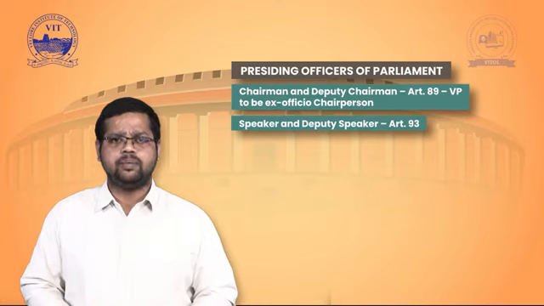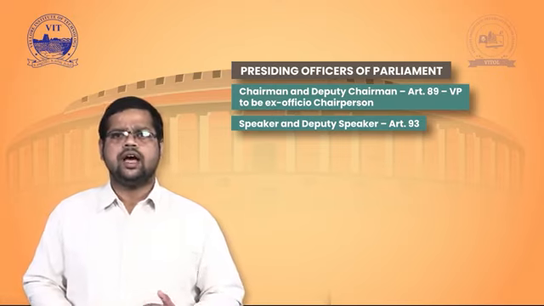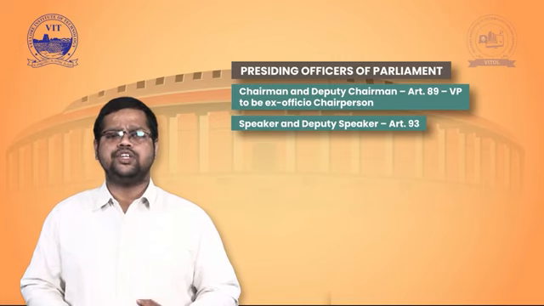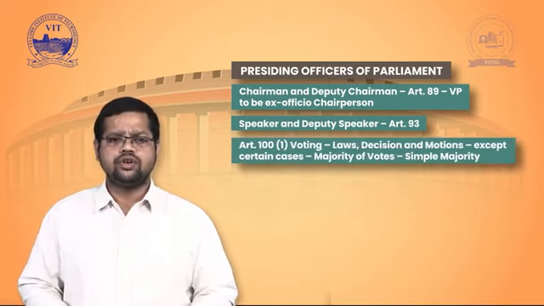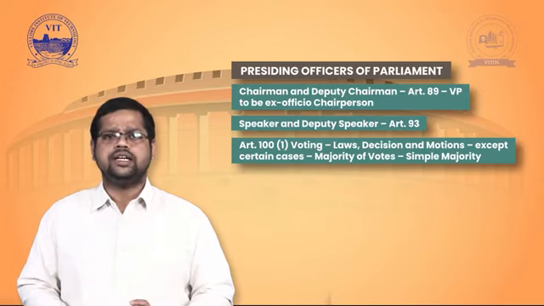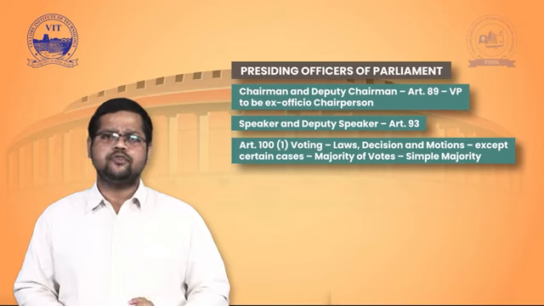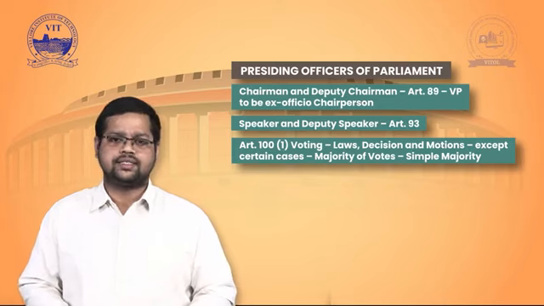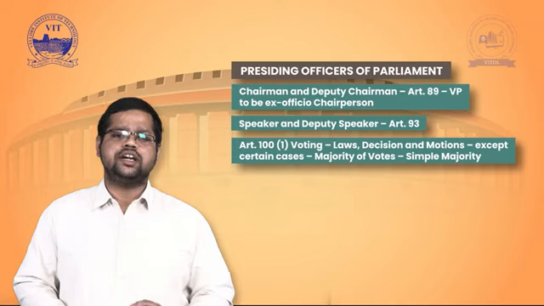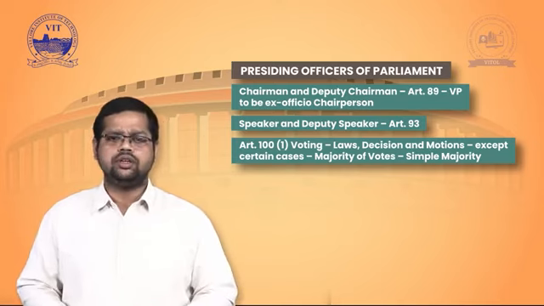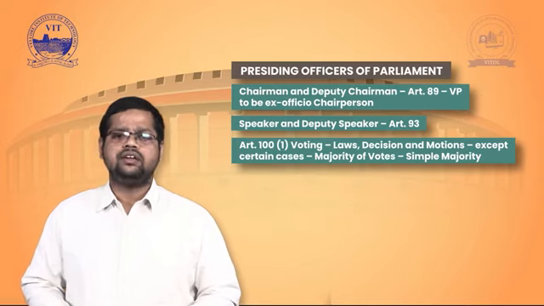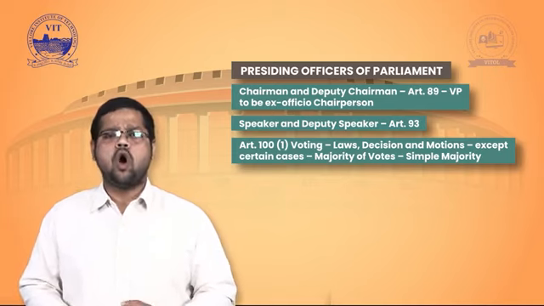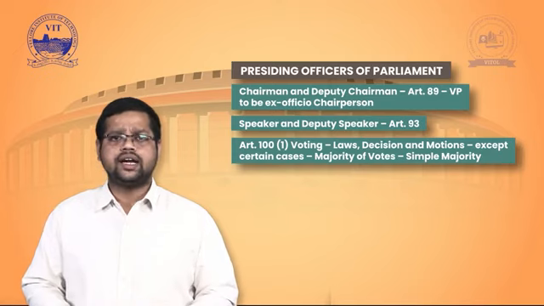Next important aspect that we will be discussing is how decisions are made under the Union Parliamentary Framework. Article 100 Clause 1 of the Indian Constitution tells us about voting. What is the voting that is required for a particular motion, bill or legislation to be successfully passed? It tells us that whenever there is an ordinary law, decision or motion, all decision making will be done by a majority of those who are present and voting. It essentially means that all ordinary decisions, bills and motions are decided by a simple majority.